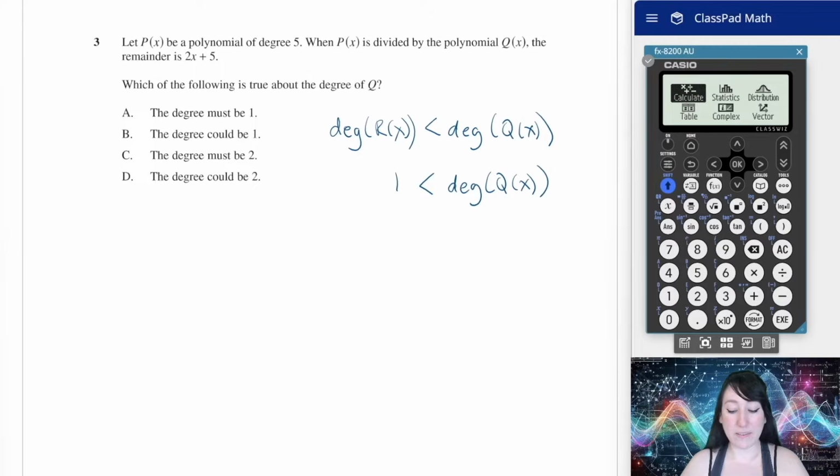So the degree of q of x has to be bigger than 1. It doesn't have to be 2, but it could be 2. So the answer is D.